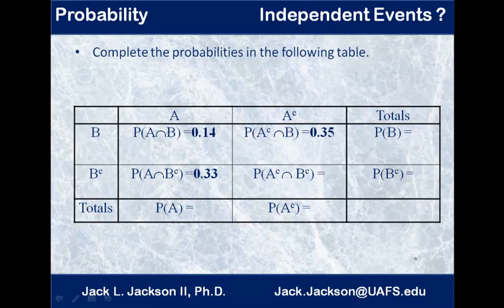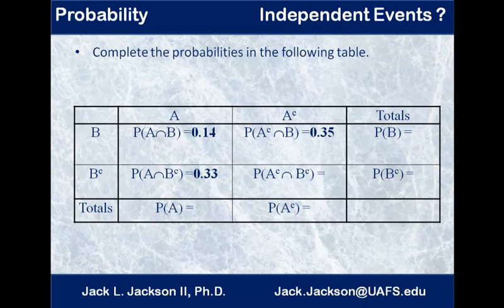Alright, here we have another example. This time we don't know ahead of time whether these events are independent or not independent. But this time I gave you not just 2 pieces of information, but 3. And from this we should be able to go ahead and fill out the whole table. And then when we're done, we're going to ask the question, are the events independent or not?